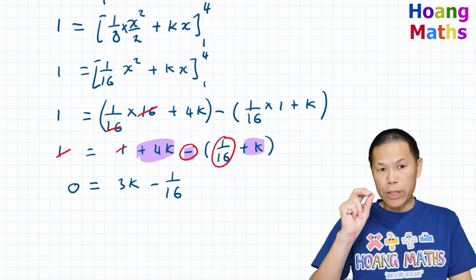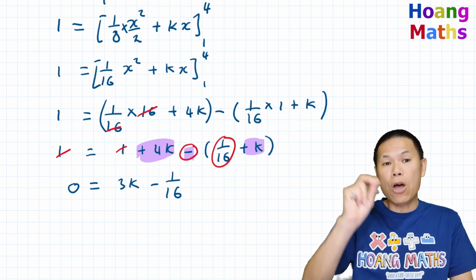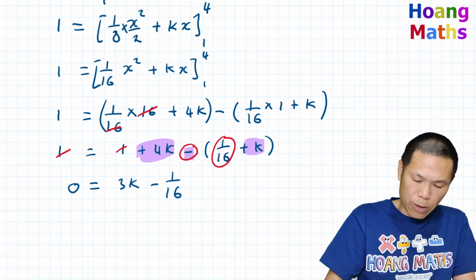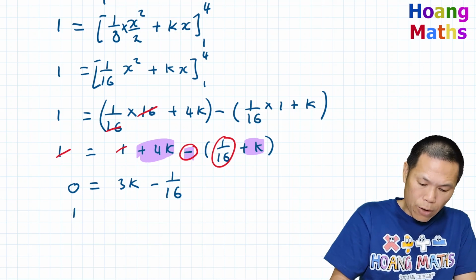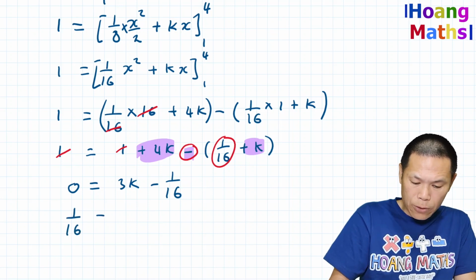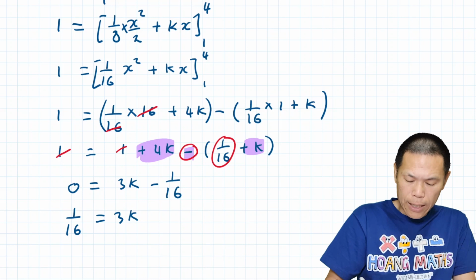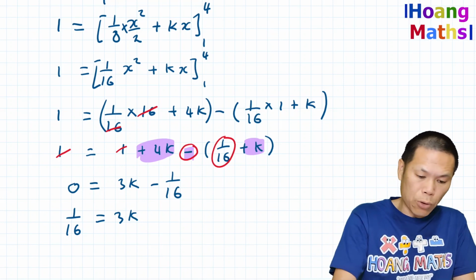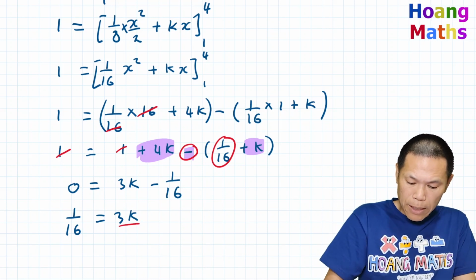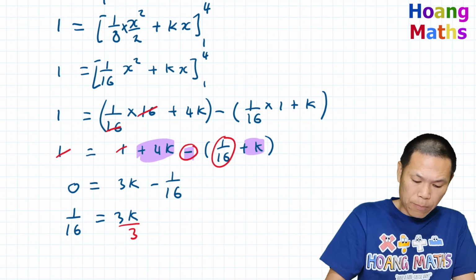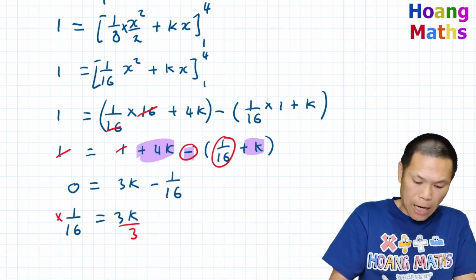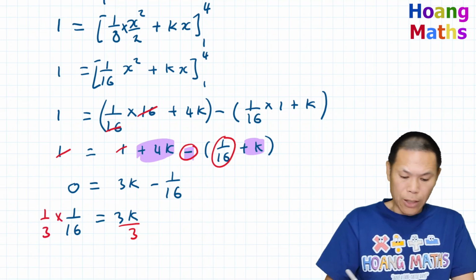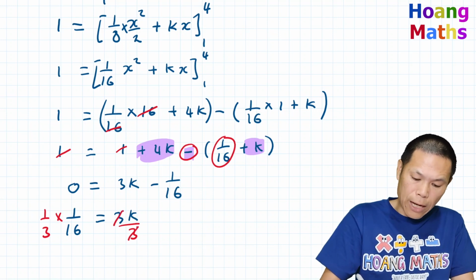So now I just move negative 1 over 16 to this side, so that will give me positive. So 1 over 16 equals 3k. I'm going to divide by 3 on both sides, which is exactly the same as times 1 over 3. So this cancels out.